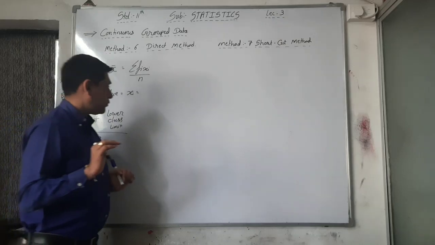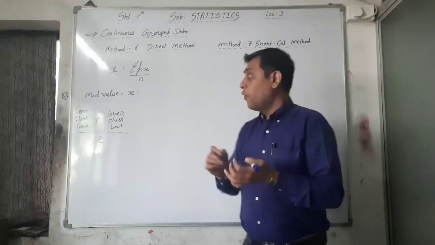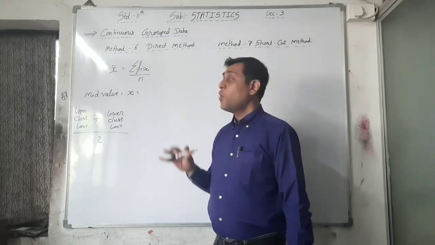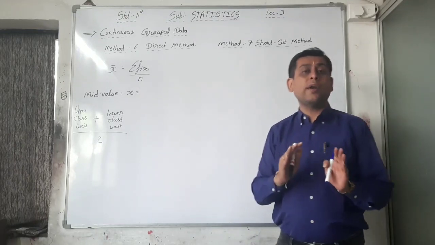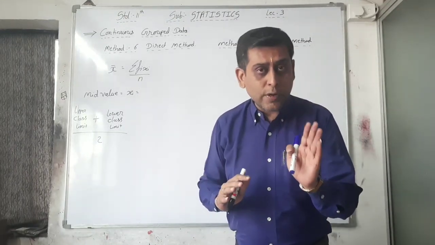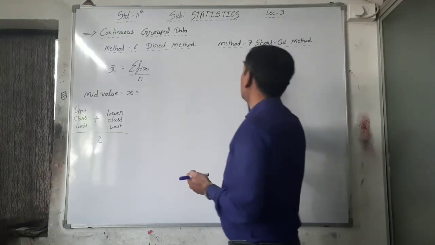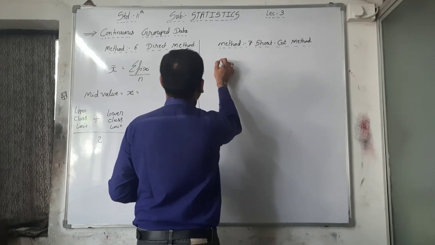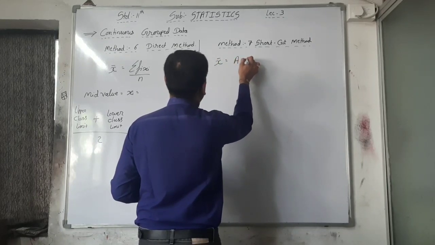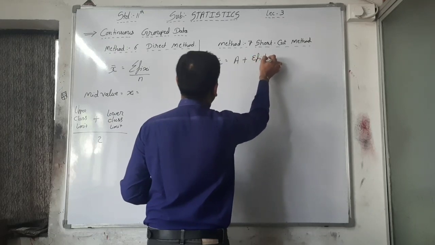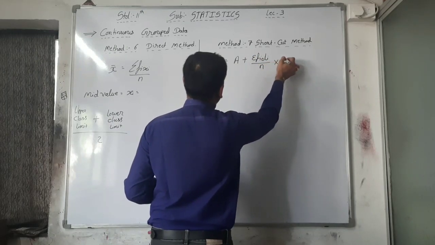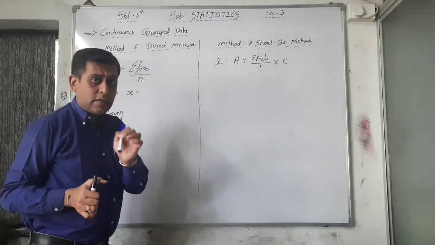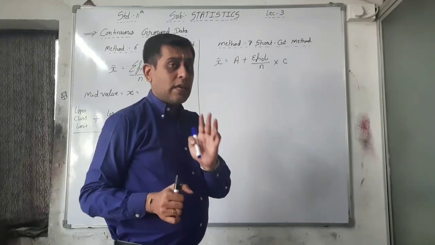Okay, so here I am not writing again the full form of fi, sigma fi, n, and sigma fi xi. All these things you have already written in the discrete group data formula. Okay, so now the next one is x bar is equal to a plus sigma fi di upon n into c. Again, the formula is common. It is the second one that you wrote in discrete group data.